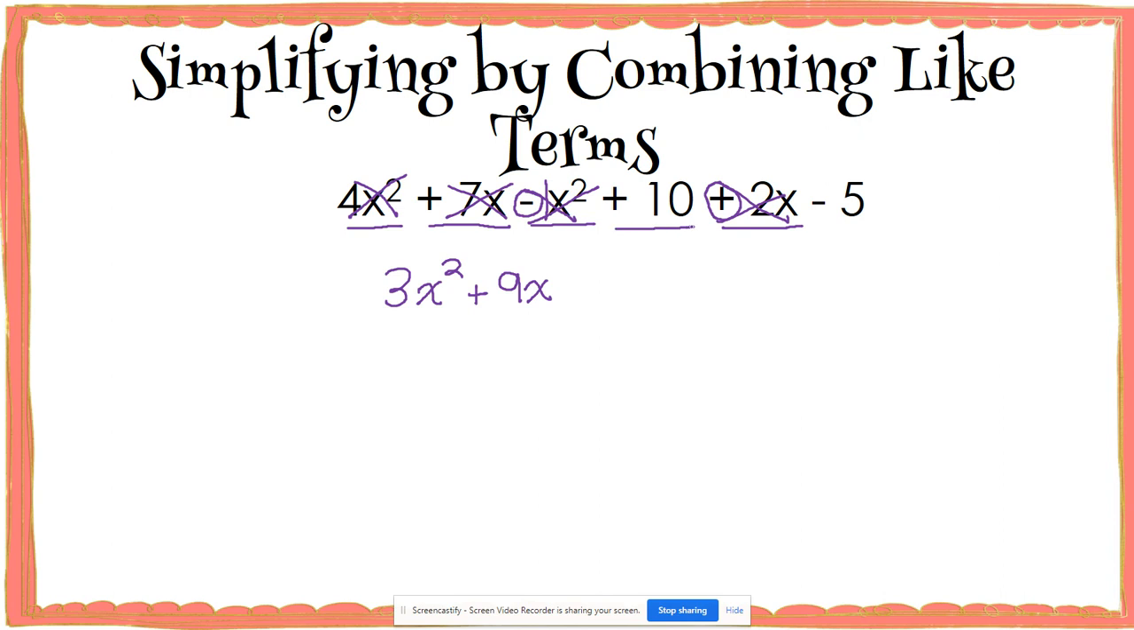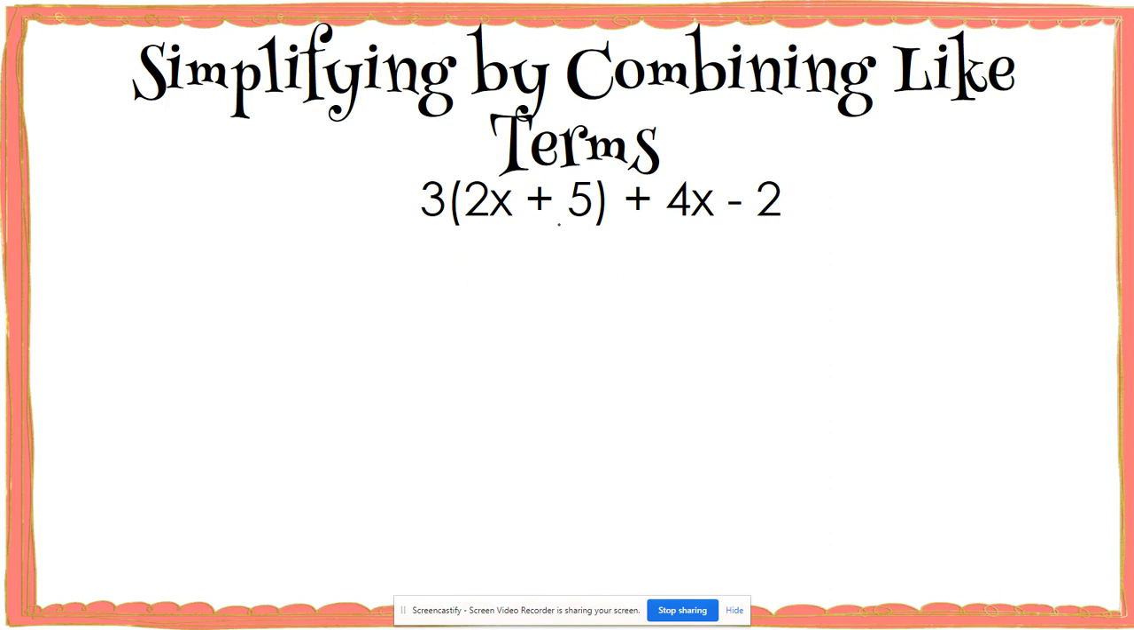Next we have 10, which is a constant, so we're looking for anything else that does not have a variable, and we notice that 5 is also a constant. The subtraction sign in front of 5 tells us that we're subtracting. 10 minus 5 gives us 5. Now that's a positive 5, and because it's positive, we're going to write plus 5. So our simplified expression is 3x squared plus 9x plus 5.